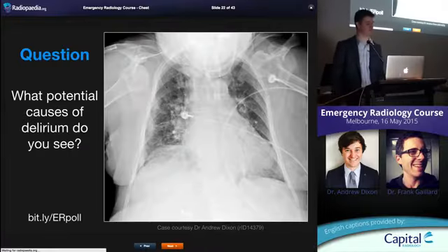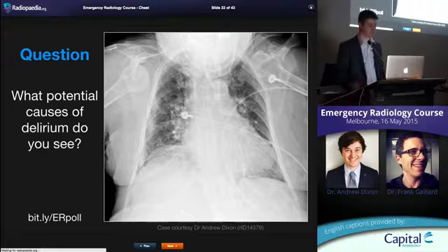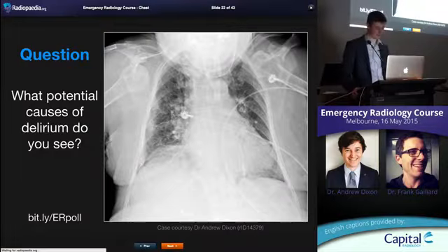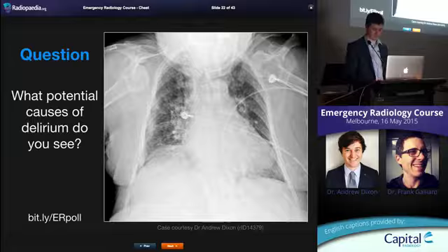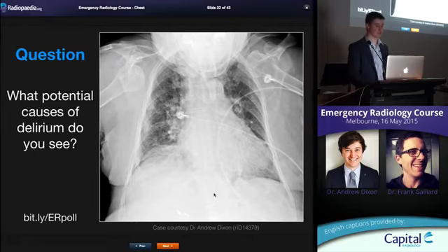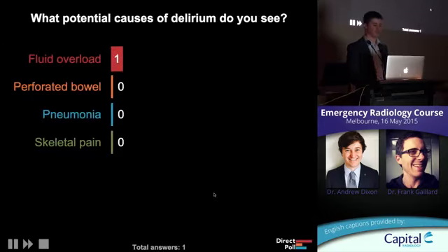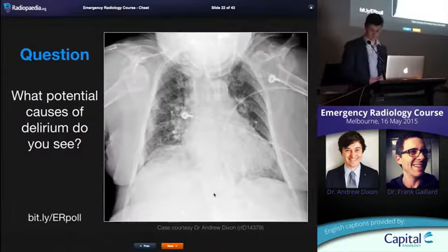Okay, poll question. Get your phones out. So what are the potential causes of delirium in this patient? We'll try and zoom up a little bit. We'll just leave it there. And so the options are fluid overload. Well, we've been talking about fluid overload, so hopefully you'll be able to recognise whether it's there. Perforated bowel. We haven't spoken about free air under the diaphragm, but we'll have a look for that. Is there pneumonia going on? Have they got skeletal pain? I think you're allowed to select multiple for this one.